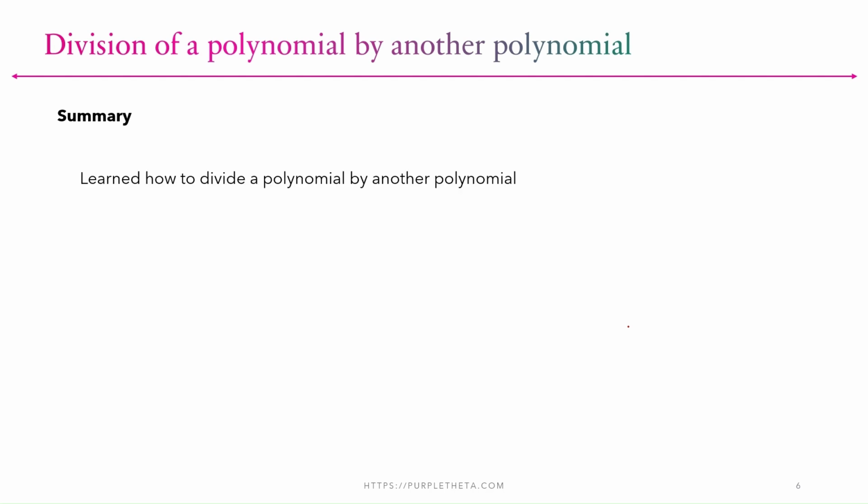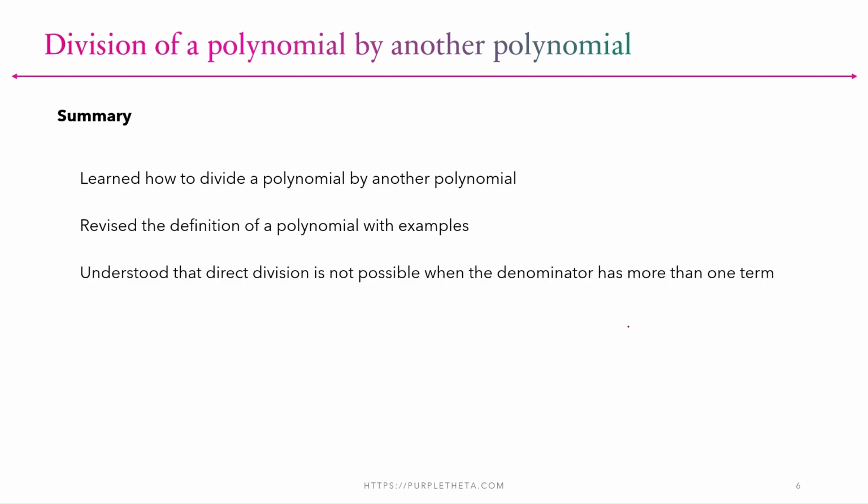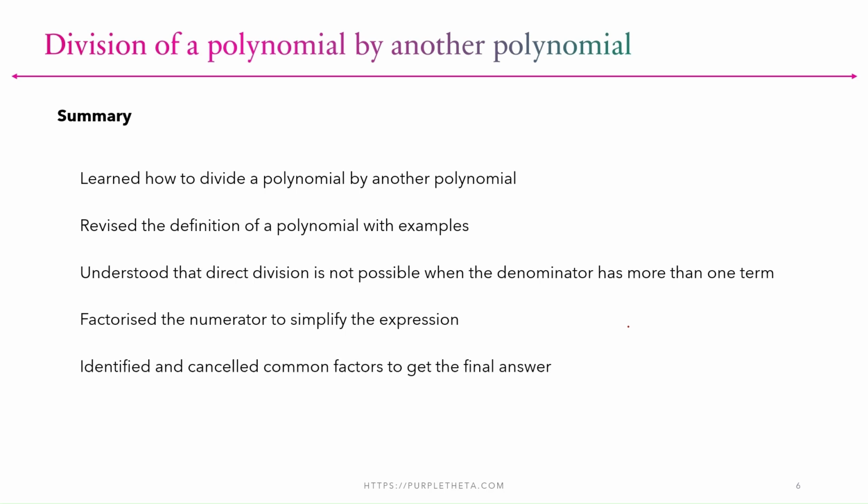In this video, we learned how to divide a polynomial by another polynomial. We revised the definition of a polynomial and looked at a few examples. Then we solved a division problem where the denominator had more than one term. In such cases, we cannot divide directly, so we first factorize the numerator. After factorizing, we identified the common factor in the numerator and denominator and cancelled it to get the final answer.